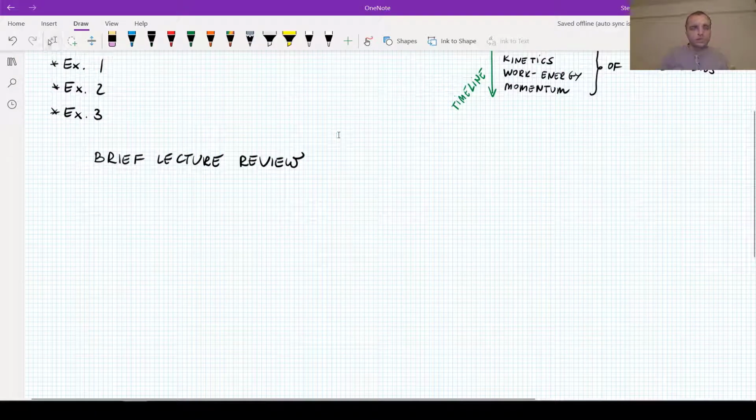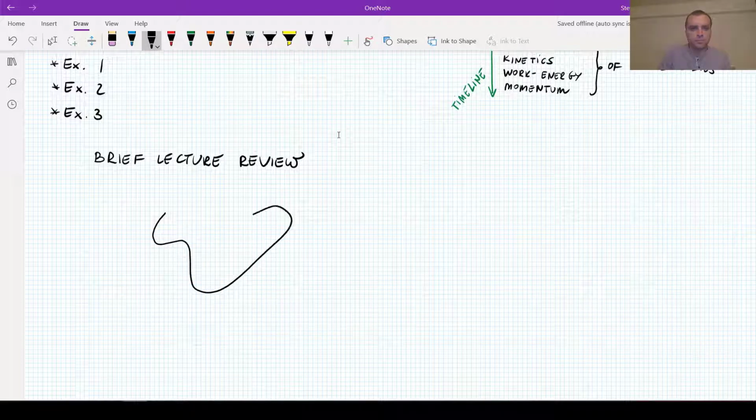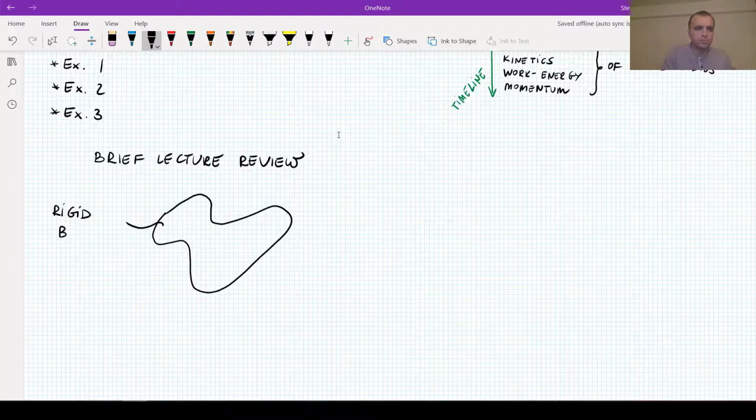So, let us assume that we have a rigid body of an arbitrary shape. Let's say such shape. This is rigid body. Let's also assume that our body is fixed at this point. Let's call it point A. And let's also say that we know velocity of this point. Let's call it point B.